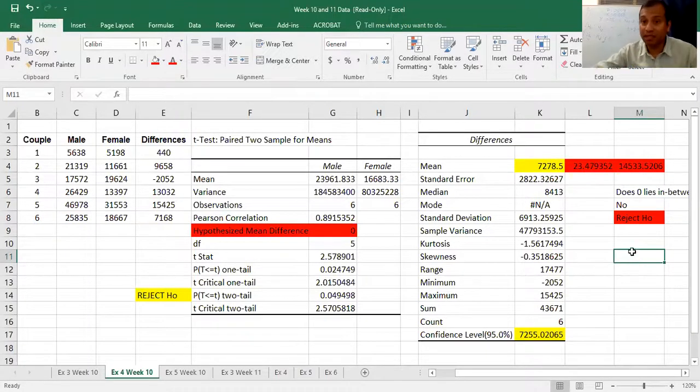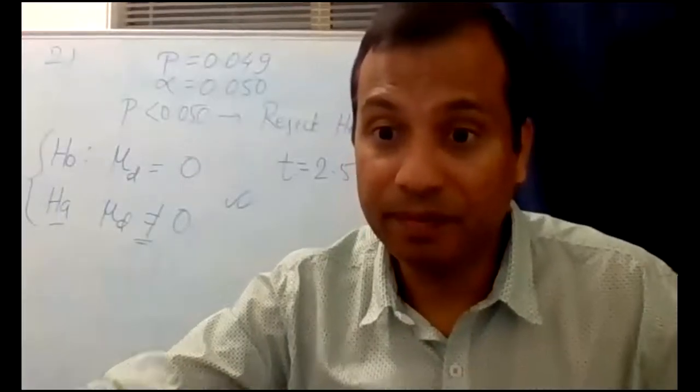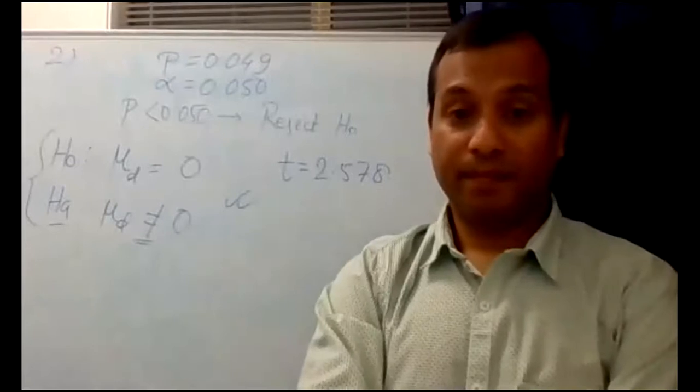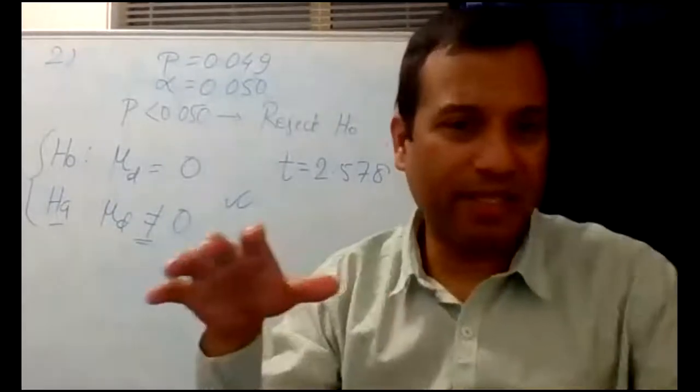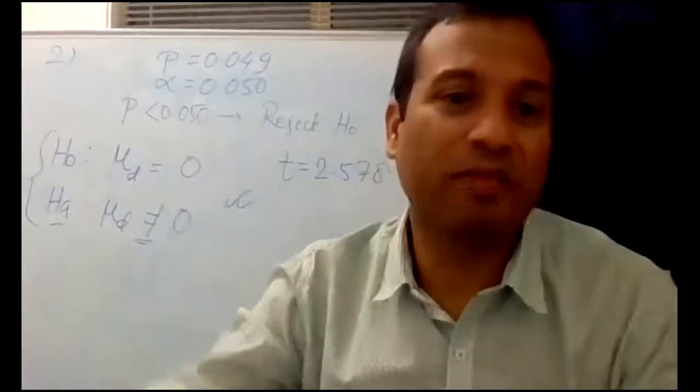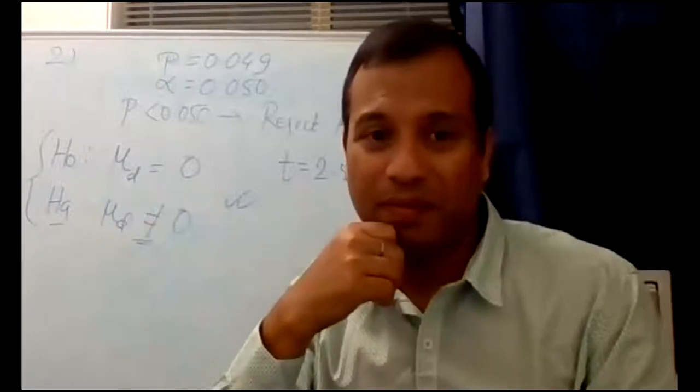So let me ask, is there any doubt here? Does all this calculation make sense? The CI estimation, and on the basis of that we are trying to reject. Does that make sense to you?